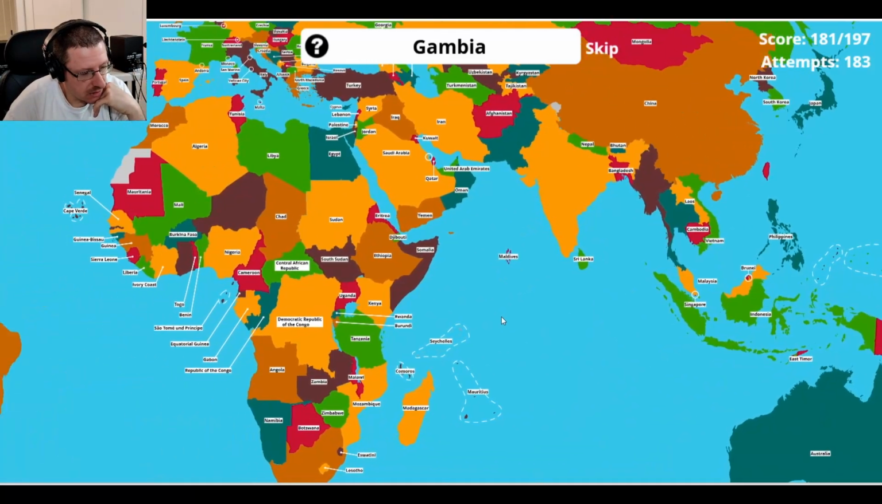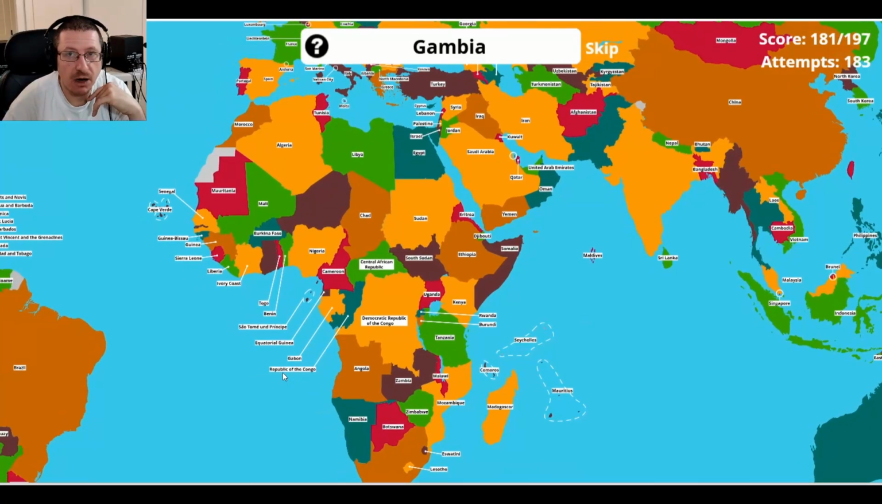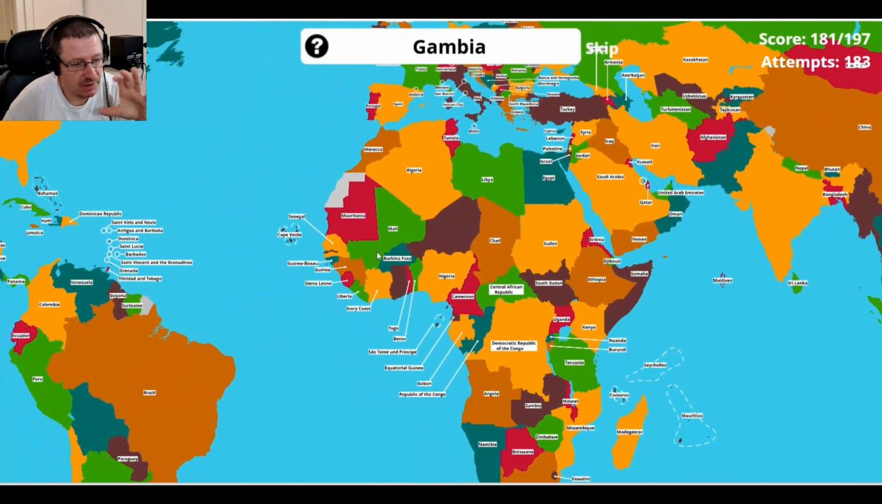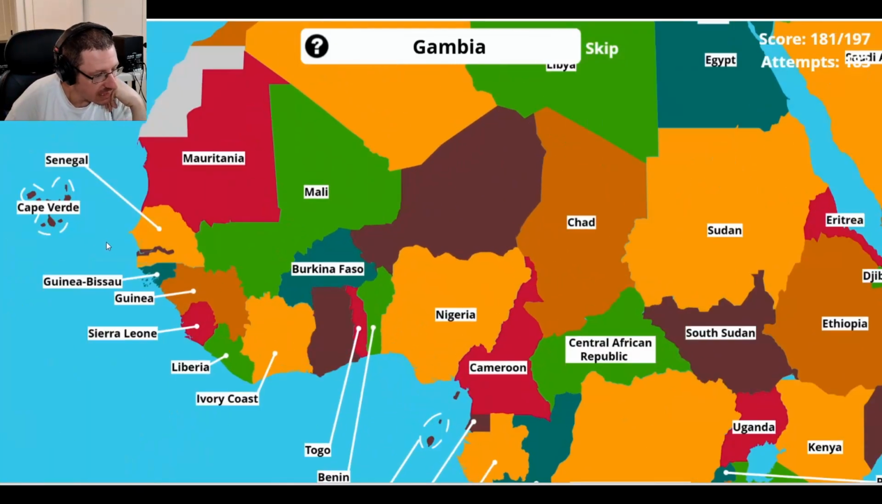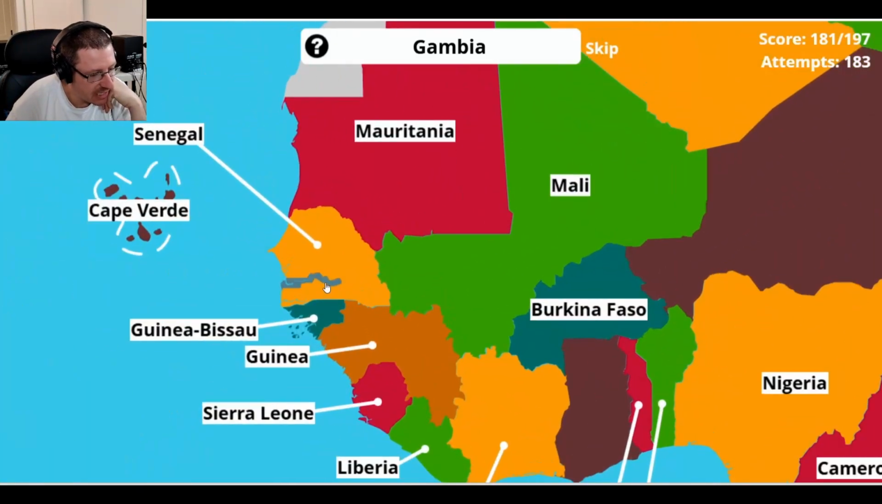Gambia. So remember earlier when we did the Bahamas, I said that there's only 2 countries in the world that start with the. The other one is Gambia. I believe its official name is the Gambia and the Bahamas. But a lot of places only say Gambia, which, sure. Gambia is this little snake thing here.